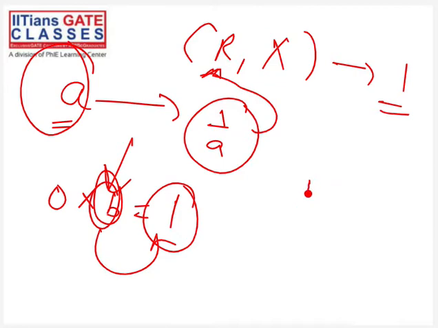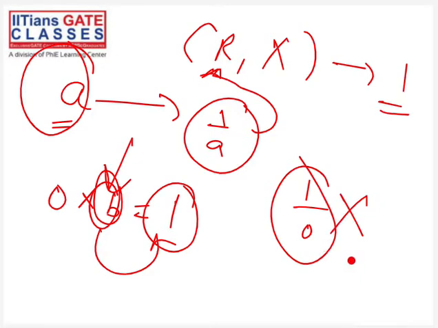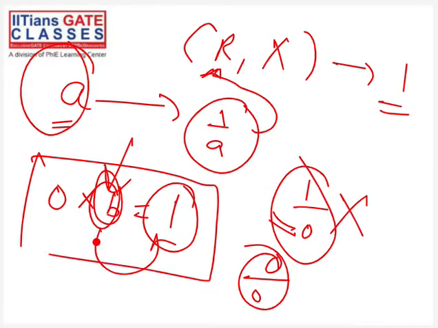Remember that you cannot put 1 by 0, because 1 by 0 is not allowed. You already know this thing. 0 by 0 is an indeterminate form. These things you already know. So 0 is never allowed in the denominator. Okay, so you can see no number you can put.